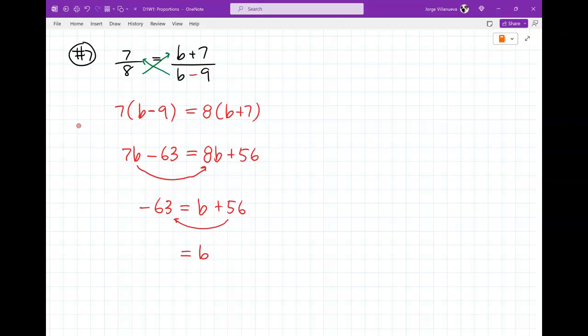So what does that give me? 119 negative? Yeah. All right. Negative 119, and there you go.